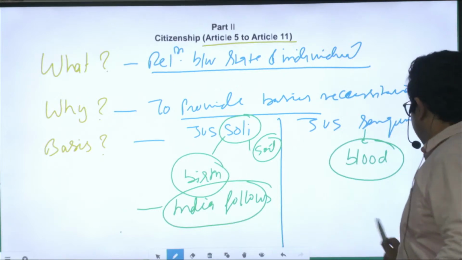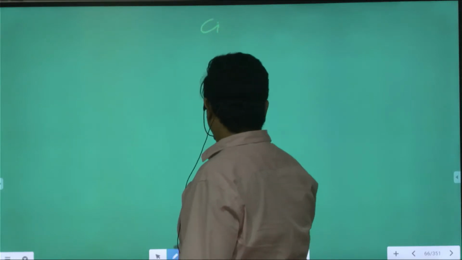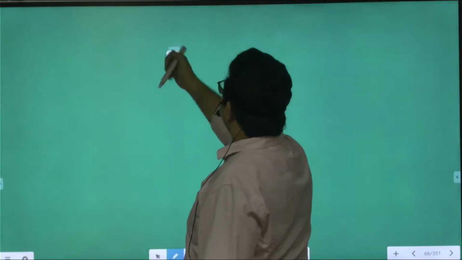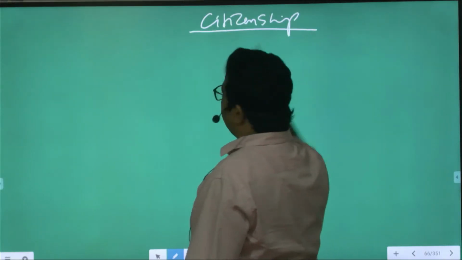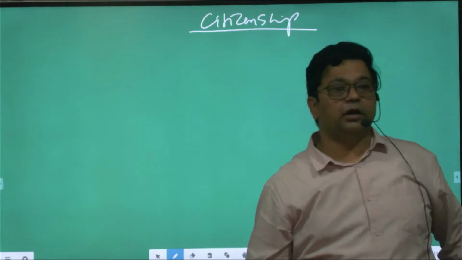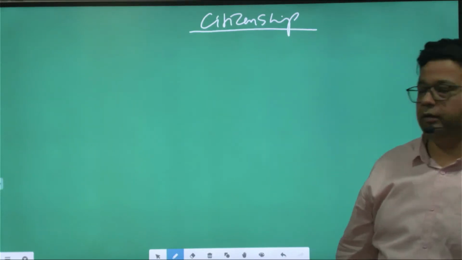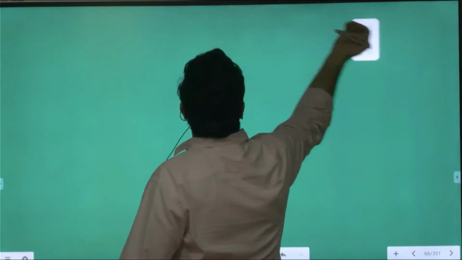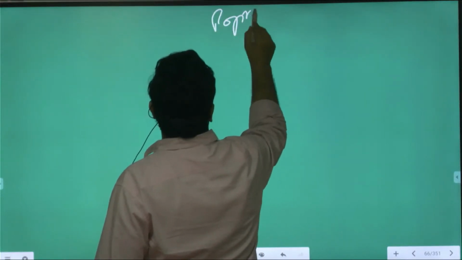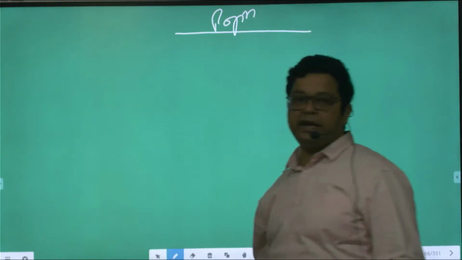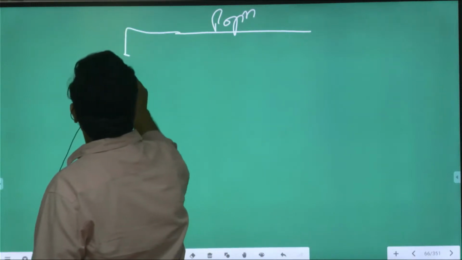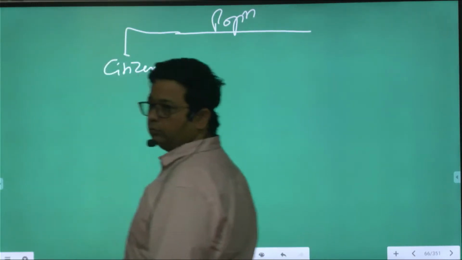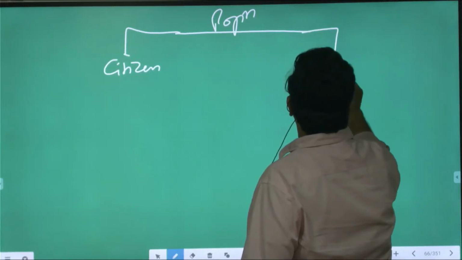ठीक है. Now one more thing we need to understand related to citizenship. So we understand what is citizenship, we understand why it is necessary, and also we understand on what basis it is given. Now we will understand, with respect to the citizenship, the population of a nation. So the population of any country is divided into two parts. One, citizen. Second, alien.